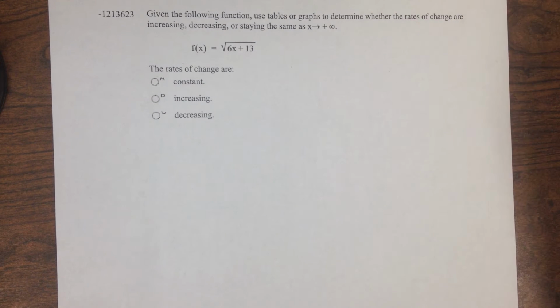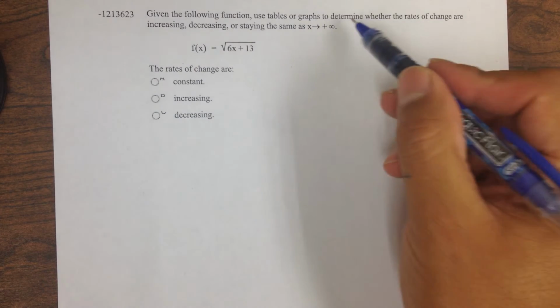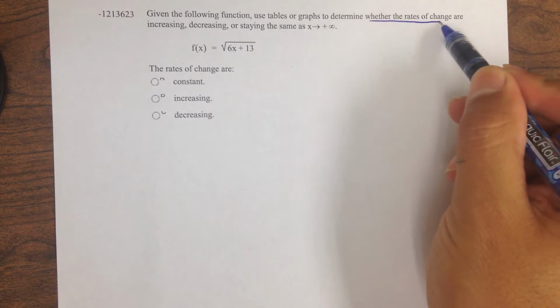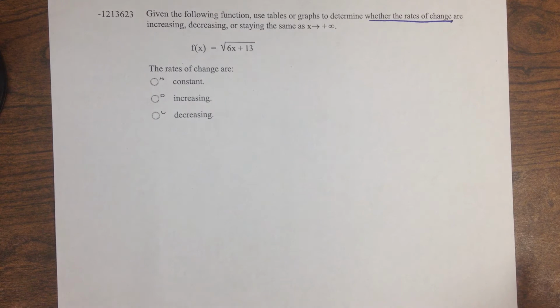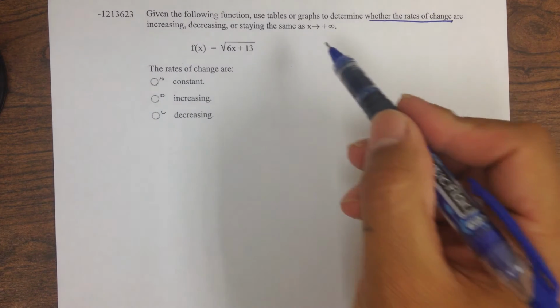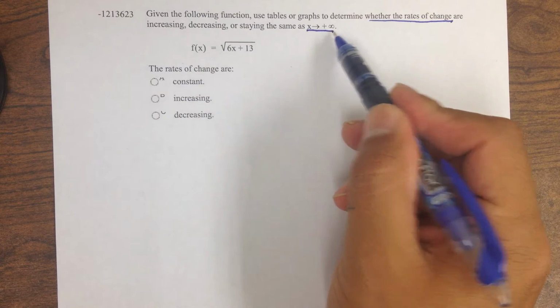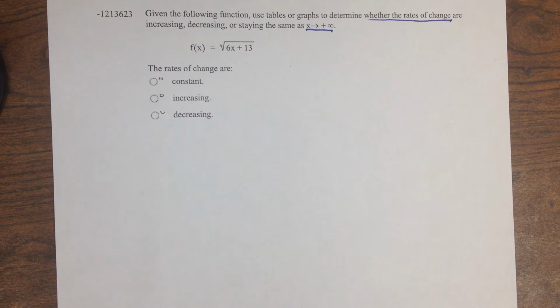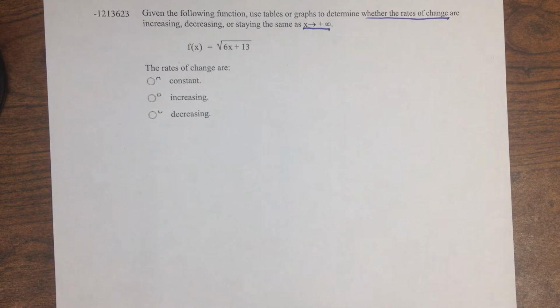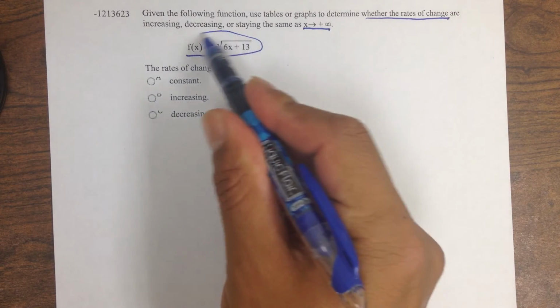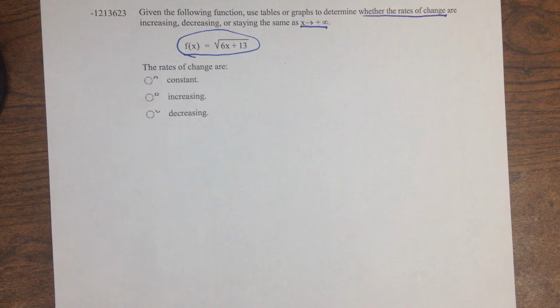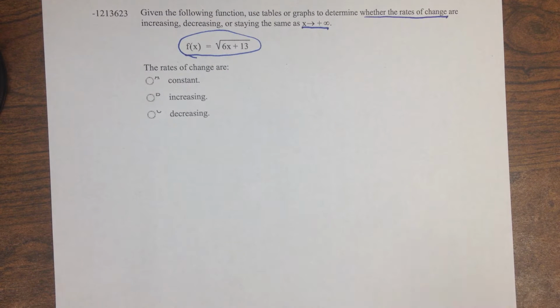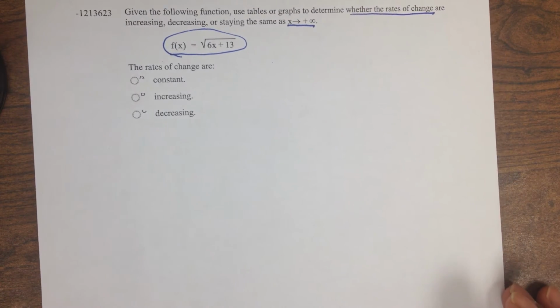Okay, question. We want to determine whether the rates of change are increasing, decreasing, or staying the same as we move from the left to the right, as x goes to positive infinity, means as you're traveling to the right, for this given function here. Now, you should know the basic shape of this function looks like a check mark. It's basically half a parabola opening up on its side. So we're going to start by looking at where this graph begins.